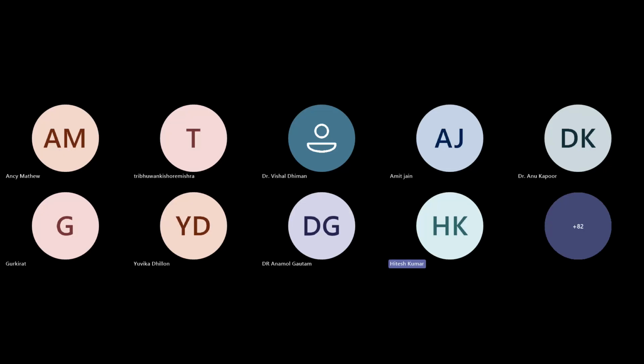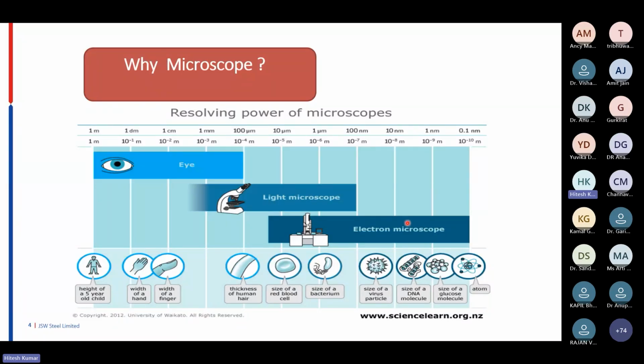For that, you have to go for electron microscopy. First we start with the eye, then we went for light microscopy, and later electron microscopy. If we talk about how much resolution we can get, in light microscopy the maximum you will get is around 100 nanometers if you have a good microscope. In most microscopes we have in our labs, that will give you a resolution of 1 micron.